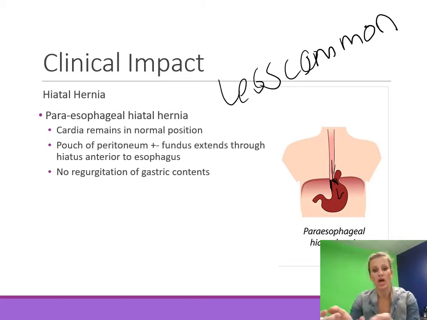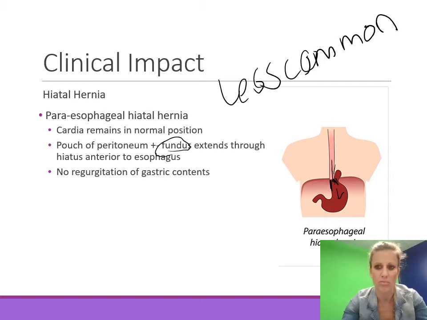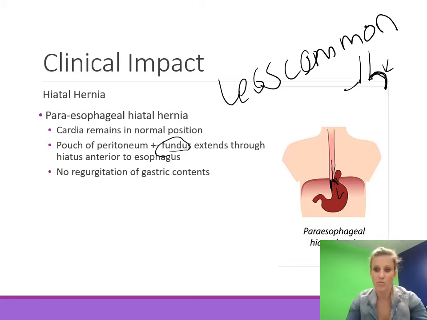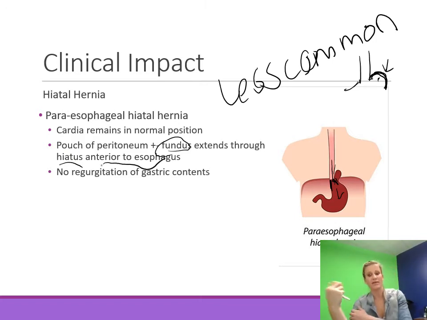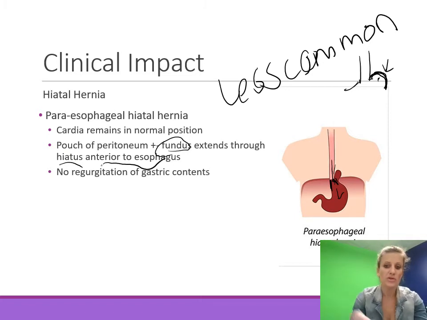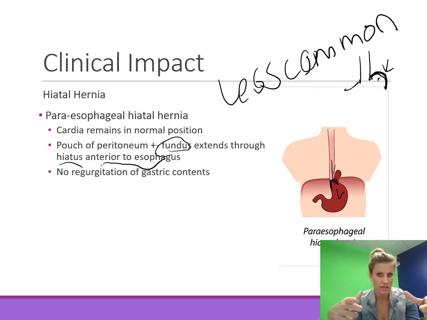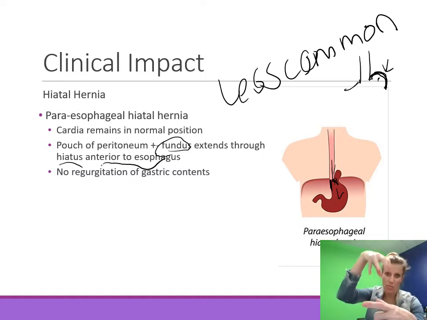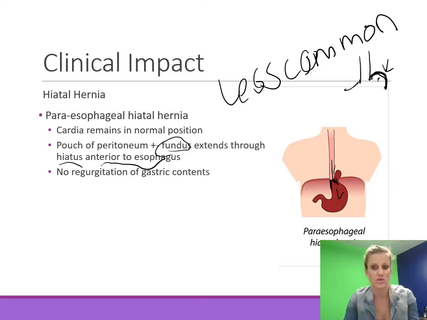However, there's a pouch of peritoneum, the membrane that surrounds the stomach, and sometimes part of the stomach as well, specifically the fundus, which we'll see is like the bulb of the stomach up top. So if you look at the stomach, there's this little rounded area up top. So part of a little pouch of peritoneum and sometimes the fundus as well extends up through the esophageal hiatus, the opening of the diaphragm, and it sits right by the esophagus. So the esophagus is in the right spot. The entrance to the stomach is in the right spot. It's just that there's extra space in the hiatus. So part of the peritoneum, part of the stomach can kind of sneak up through that and sit next to or adjacent to the esophagus.